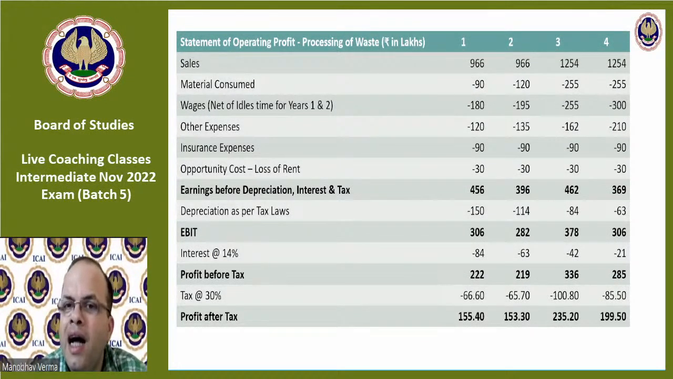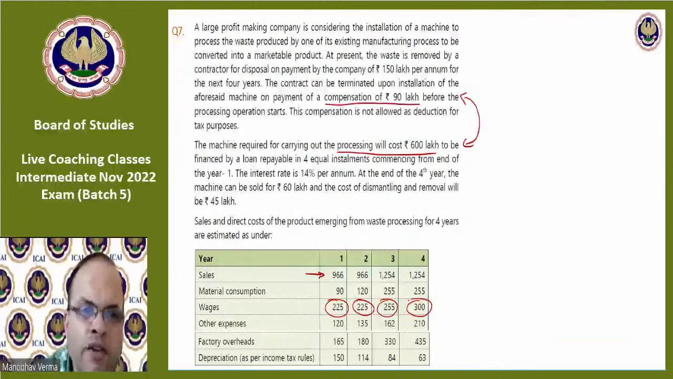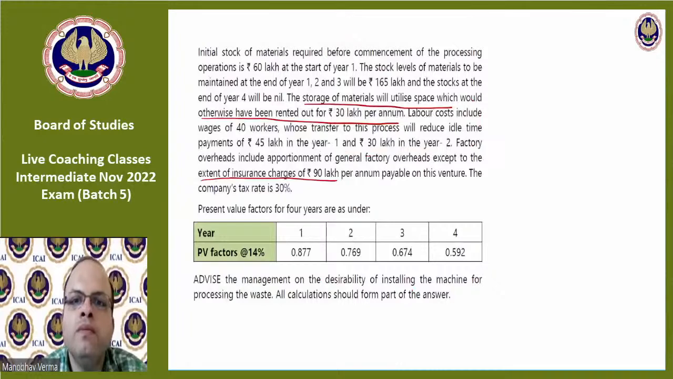However, I would like to show you something very important. If I look at the wages number, we are looking at 225, 225, 255 and 300. But is there any information given to us for the wages, guys? Don't you think there is a paragraph which is saying that labor costs include the wages of 40 workers whose transfer to this process will reduce the idle time of 45 lakhs in year 1 and 30 lakhs in year 2? So that is a saving, right?